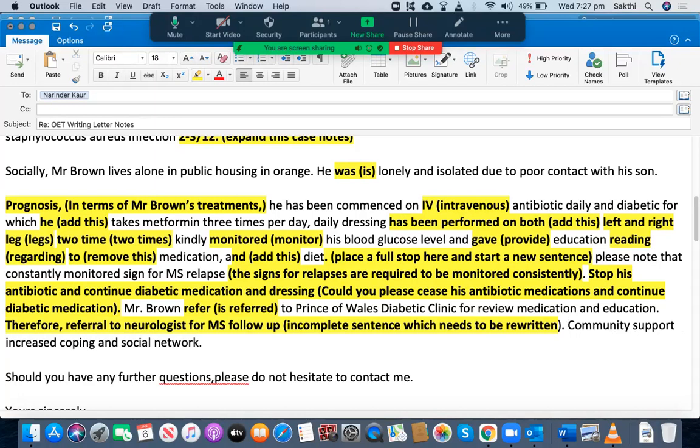Okay. Community support, increased coping, and social networks. Again, the problem is that with this letter, she has been committing so many grammatical mistakes, and the case notes are scattered throughout the letter. It's not that good. So this sentence also needs to be rewritten. Okay, that's what she has to do. But trust me, I will not be surprised to see these kinds of mistakes, because there are many students who commit similar kinds of mistakes, and I'm already sick and tired of these kinds of mistakes anyway.